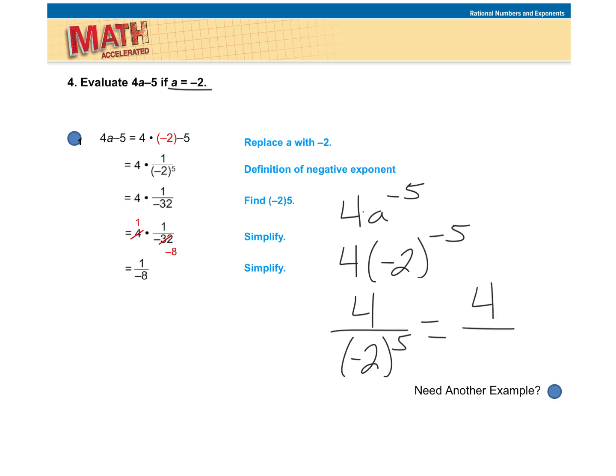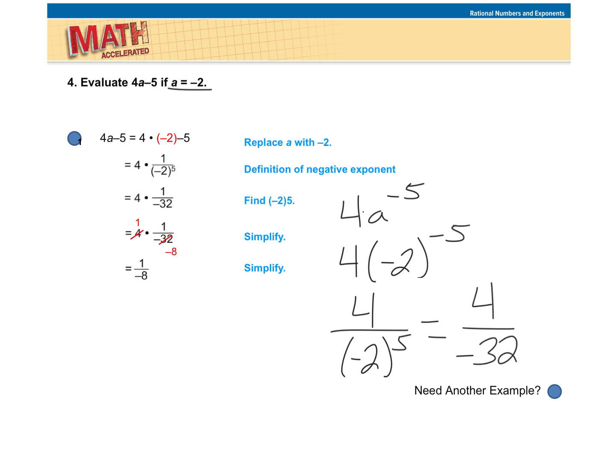We have 4. On the bottom, we have an odd power with a negative base. Positive or negative? Odd is negative. And then what's 2 to the 5th power? 2 times 2? Times 2? 8. Times 2? 16. Times 2? 32. 32. Can I leave it like that?